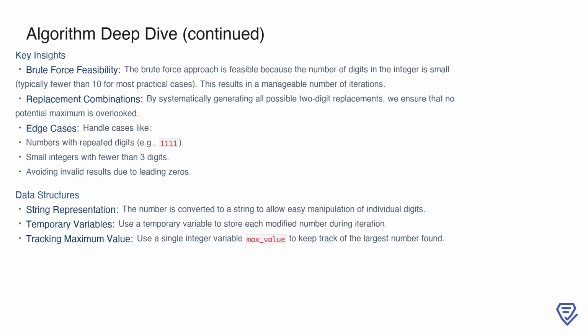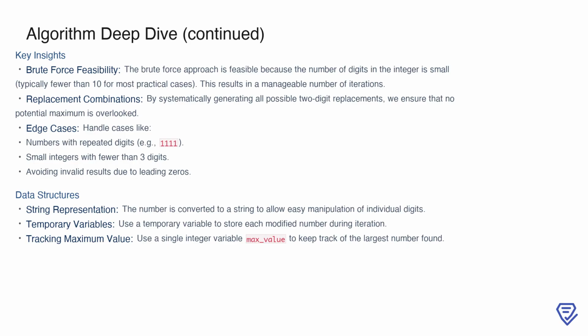Several key insights make this approach both effective and manageable. First, a brute force method works well in this case because the number of digits in the input is usually small, less than 10 in most practical scenarios. This ensures that iterating through all pairs of indices and all replacement combinations remains computationally feasible. By systematically generating every possible combination of two-digit replacements, we ensure that no potential maximum is missed.